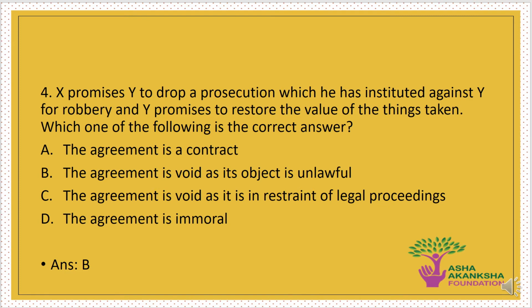The next question is, X promises Y to drop a prosecution which he has instituted against Y for robbery, and Y promises to restore the value of the things taken. Which one of the following is the correct answer? The options are A, the agreement is a contract, B, the agreement is void as its object is unlawful, C, the agreement is void as it is the restraint of legal proceedings, or D, the agreement is immoral. The correct answer to this question is option B, that is, the agreement is void as its object is unlawful.